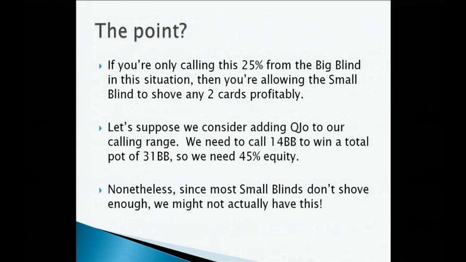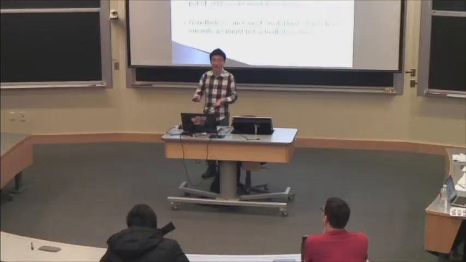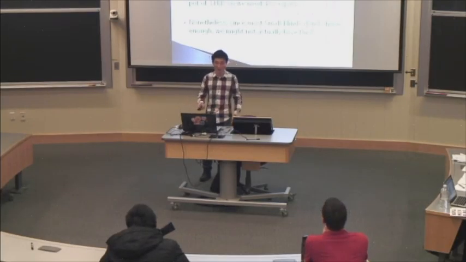So let's suppose we're the big blind now, and we're considering adding queen jack offsuit to our calling range. So I'm saying, okay, you're making the mistake as a big blind of only calling 25%, but what's wrong with my reasoning, right? The thing that's wrong with my reasoning is that's only a mistake from a level 3 reasoning point of view, right? That's only a mistake in that it's not theoretically optimal because in theory the small blind could shove any two cards profitably. But if the small blind isn't actually shoving any two cards, then maybe this is actually the optimal range to call. Like if the small blind is shoving too small, then maybe 25% is the optimal strategy for the big blind from that point of view.